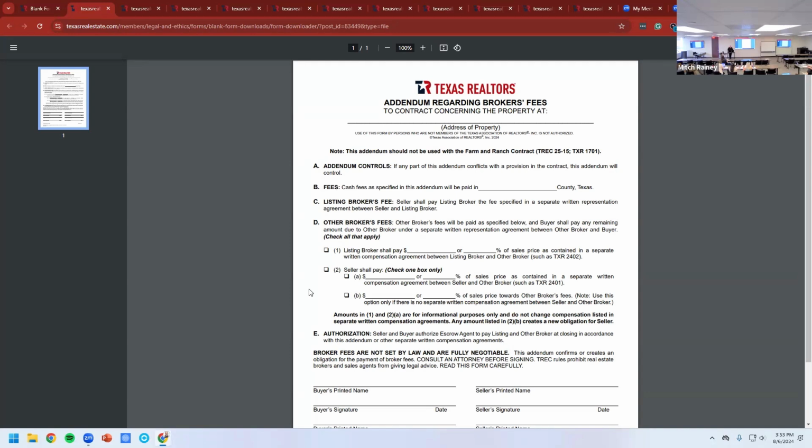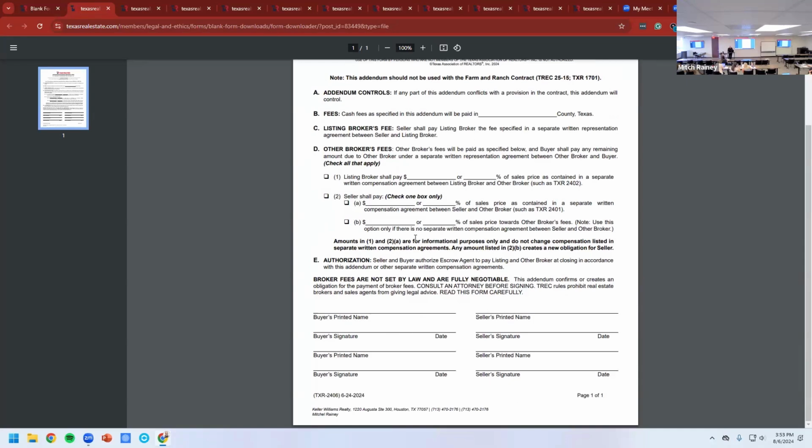Okay. Question. Why is this form signed by the seller and not the broker if the broker is the one agreeing to split? Well, it's the seller's money. But the listing broker has agreed to split.